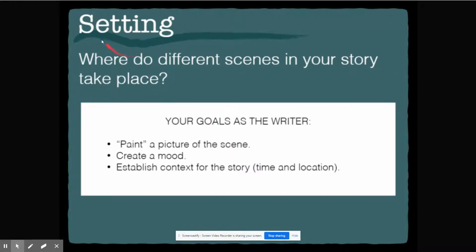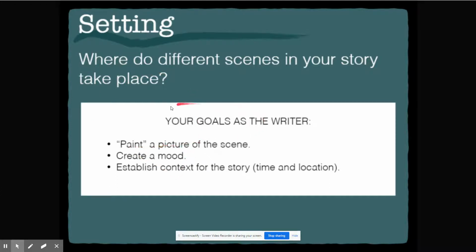So a setting, if we remember what a setting is: where do different scenes in your story take place? So when we're thinking about setting, that's the question that we need to think about. What are we doing? So where's that, what, when in a story, that place, right? What time it is, what happened, where in the story it took place.